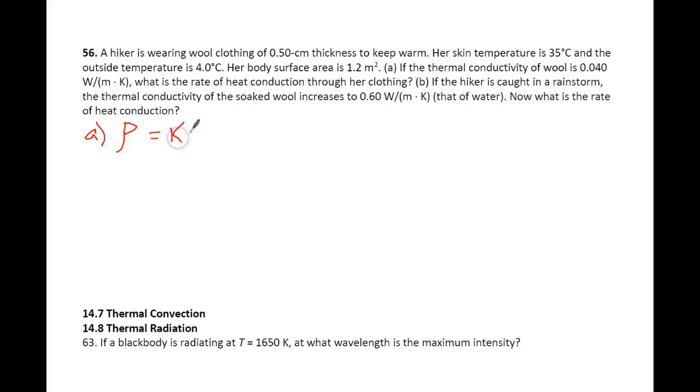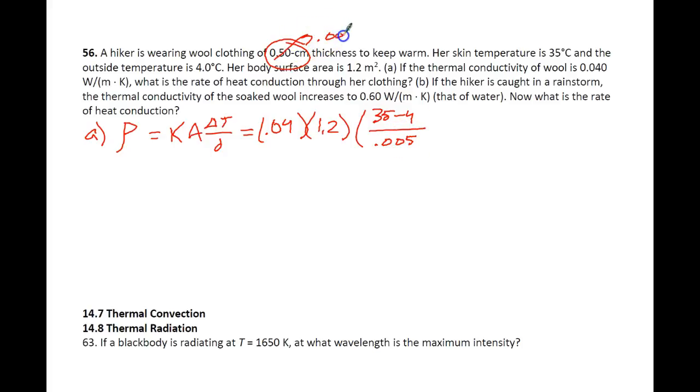That's equal to kappa times area times delta T over the thickness. So we have 0.04 for our thermal conductivity. We have 1.2 square meters, and then we're going to have 35 minus 4 for our temperature change over 0.005, because this needs to be in meters, so 0.005 for our thickness. And that will give us 300 watts.